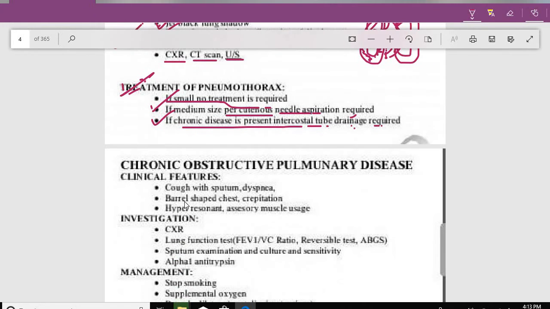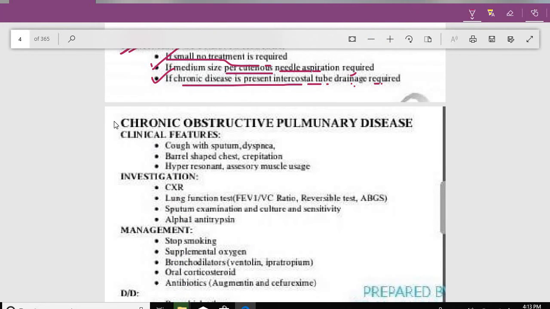And another disease is chronic obstructive pulmonary disease, or we can say COPD. It is a disease which causes obstruction of the airway. Clinical features of COPD are cough with sputum, bell-shaped chest, crepitations, dyspnea, hyperresonance and accessory muscle usage. The patient will be a pink puffer in COPD.